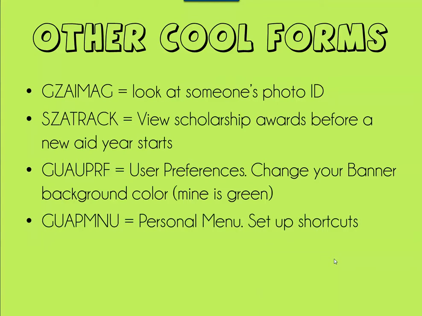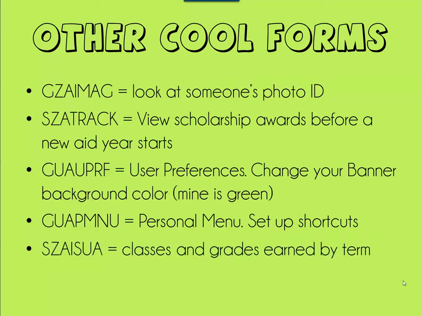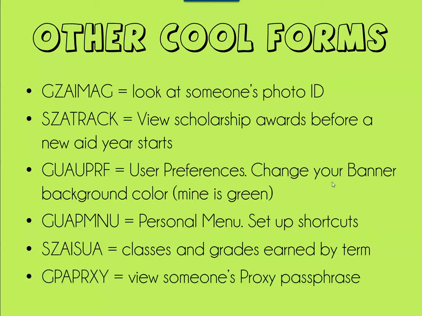GUAPMENU, personal menu, is how you set up your shortcuts. So if you have a couple of forms like these, for example, that are not housed in any menus anywhere that you could just never remember how to get to, you can set that up using the menu. And then of course, SZAINST, institutional records, is how we look at the grades and drops that students initiate for their academic record. And then our new one, GPAPROXY, is where students authorize a proxy user to view their account.